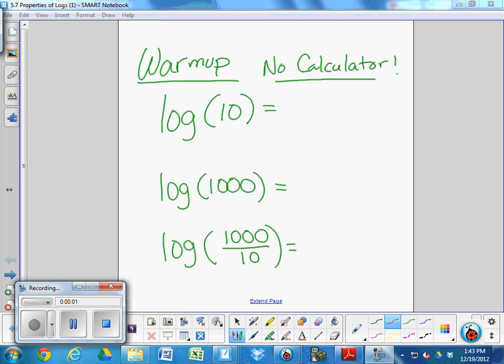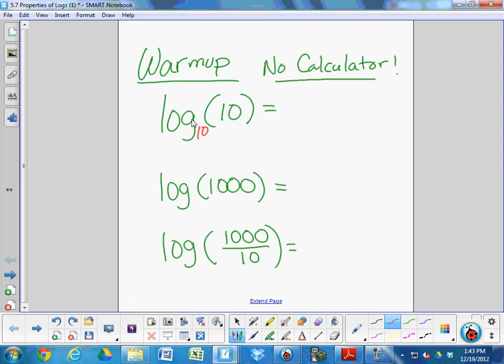So we have a warm-up today that I'd like you to do. I think all of you in this classroom have the answers, right? The log of 10 is asking you, what exponent turns 10 into 10? 1. What exponent turns 10 into 1,000?